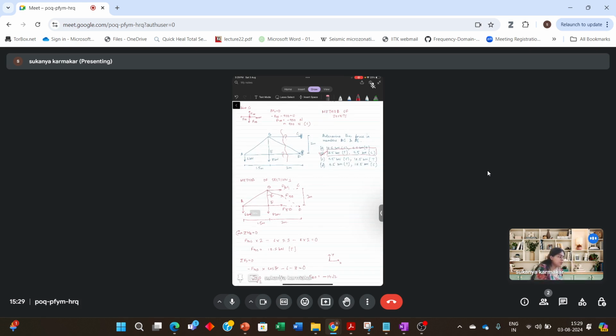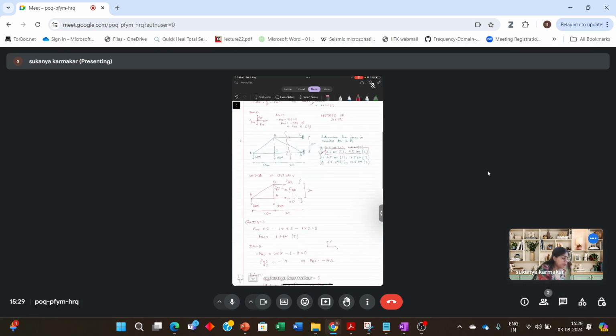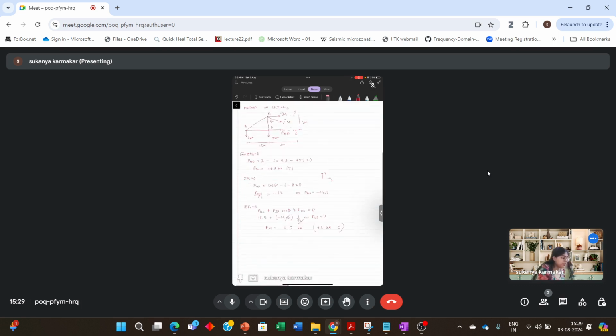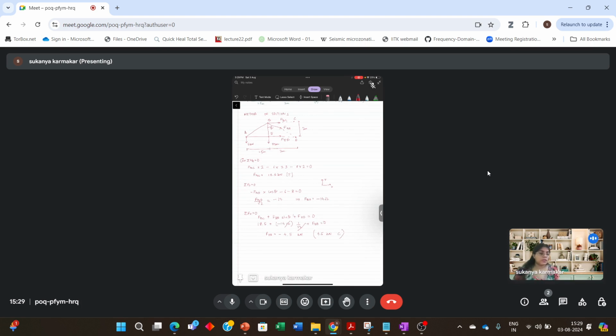So this is how you use the method of sections. Through this question, I displayed the technique of method of sections. So let's move on to the next question.